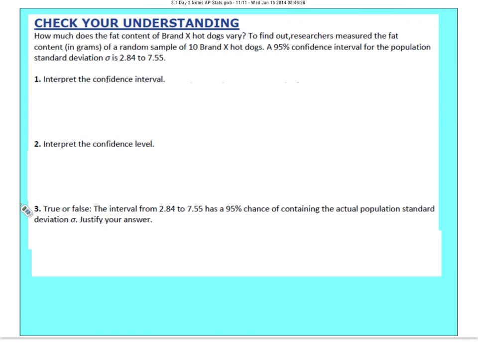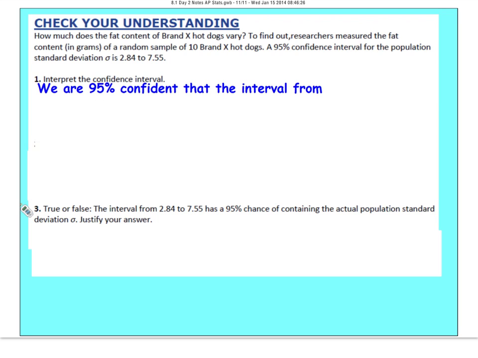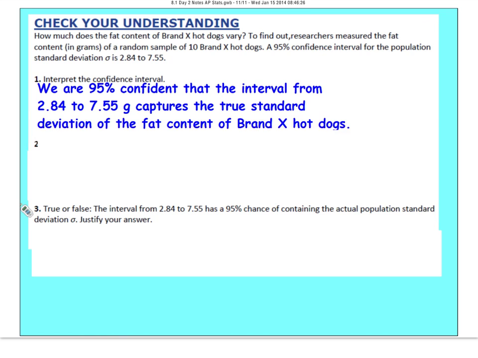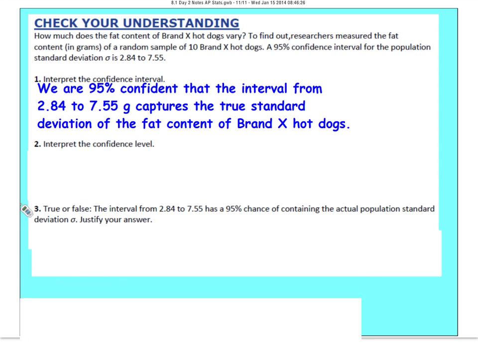Wrap up with check your understanding. How much does fat content of brand X hot dogs vary? To find out, researchers measured the fat content in grams of a random sample of 10 brand X hot dogs. A 95% confidence interval for the population standard deviation is 2.84 to 7.55. So here, interpret the confidence interval. We are 95% confident that the interval from 2.84 to 7.55 grams captures the true standard deviation of fat content of brand X hot dogs.